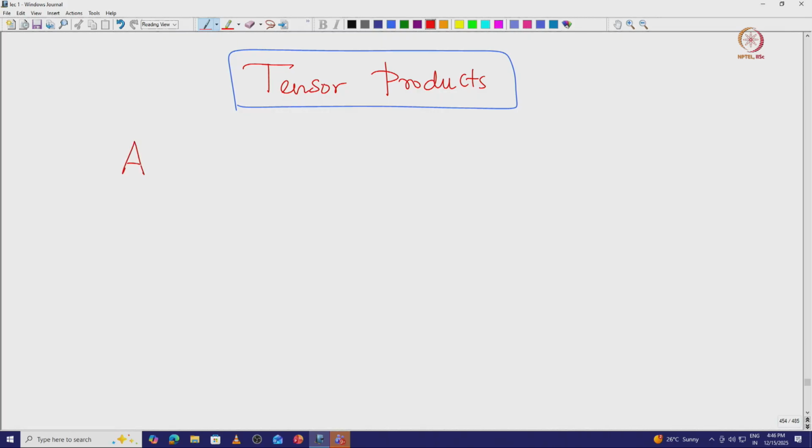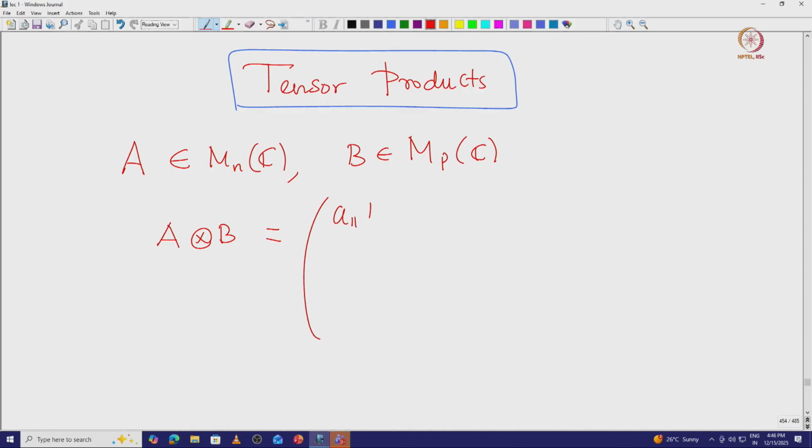Let us take A to be an n by n matrix, and B to be a P by P matrix. Now we have seen the Kronecker product A tensor B. It is given by the block matrix with blocks A11 B, A1N B and so on, up to AN1 B, etcetera, ANN B. So, this is the Kronecker product of A and B.